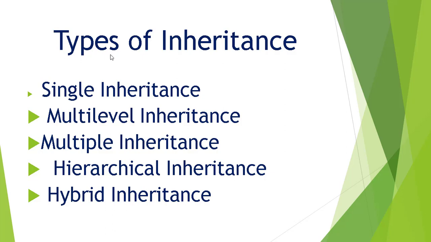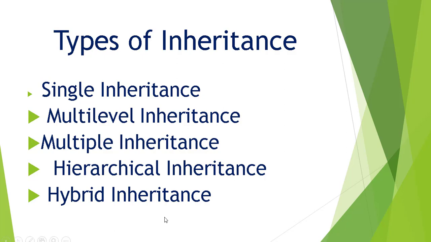There are different types of inheritance. In today's class we are going to learn what the different types of inheritance are: single inheritance, multi-level inheritance, multiple inheritance, hierarchical inheritance, and hybrid inheritance. These are the five types of inheritance we are going to study today.